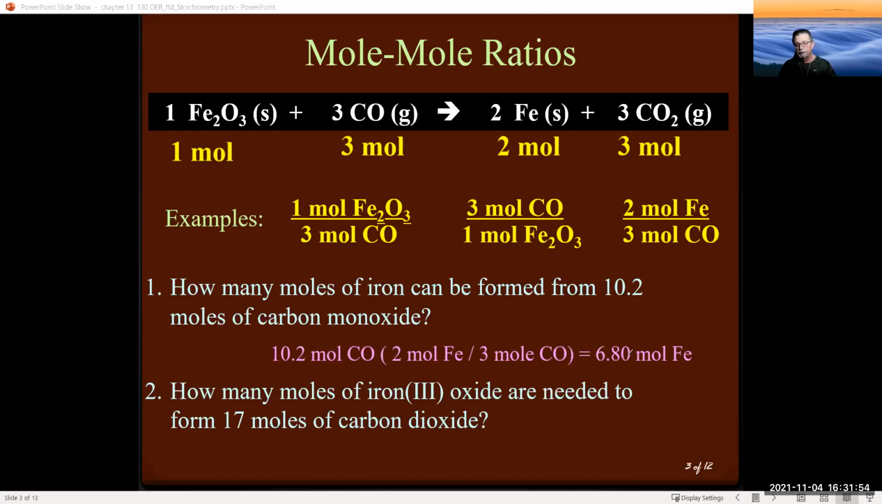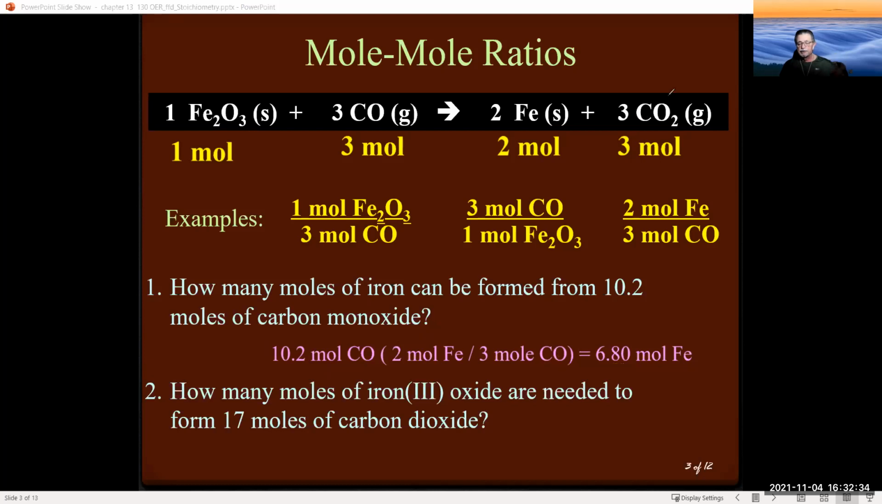Okay, so it requires 6.08 moles of iron to be created if you start off with 10.2 moles of carbon monoxide. And the key part is this relationship here. This number, 10.2, can be any number you want in the world. It could be 1, it could be whatever number. This is going to vary, okay? But the mole ratio is not going to vary. It's going to be a 2 to 3 ratio all the time.